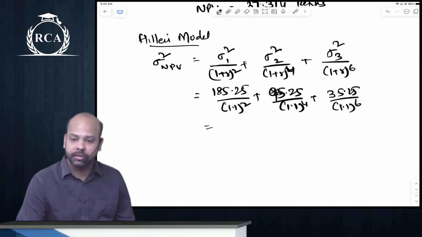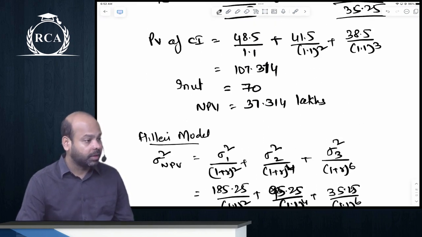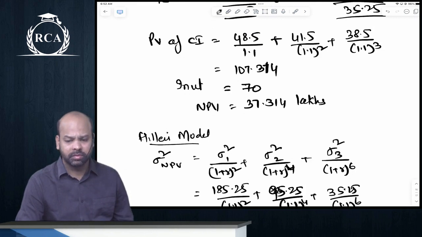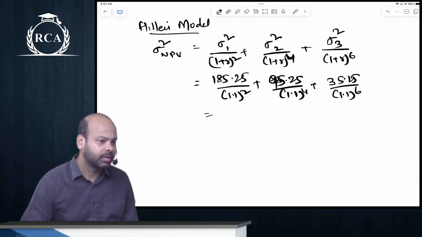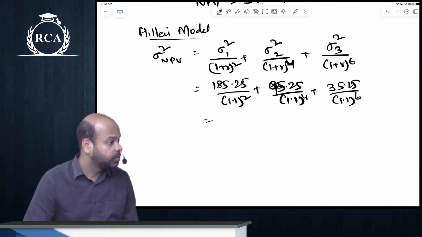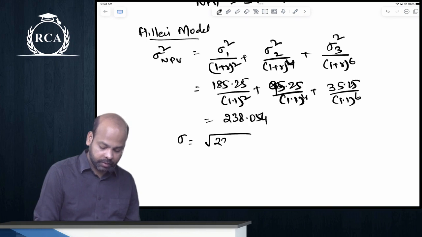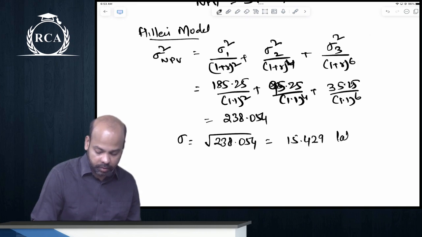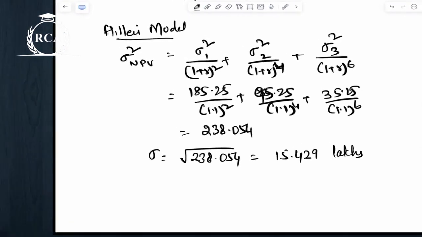Did you understand this, beta? Did you all get the NPV, guys? How much is this now, beta? Standard deviation, 15 point. This calculation you will now have to do, beta, for project Y.